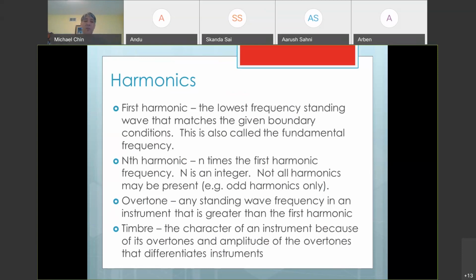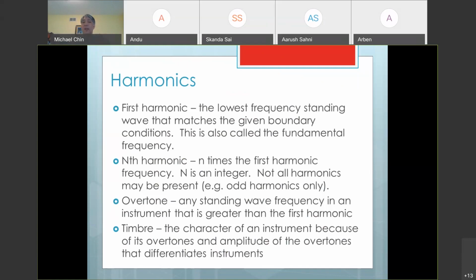Every harmonic after the first harmonic, the second, third, fourth, etc., I call it the nth harmonic because n is an integer. It basically takes the frequency and multiplies it by n. So the second harmonic is twice the frequency of the first harmonic. Same with the third harmonic. It's 3 times, 4 times, 5 times.